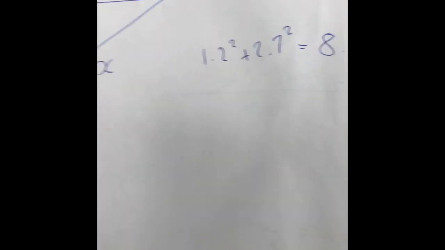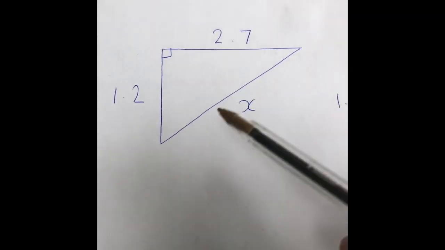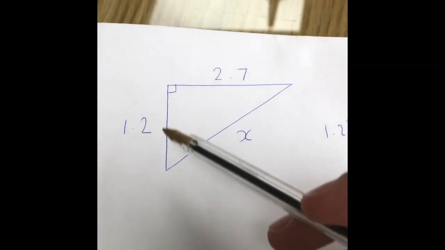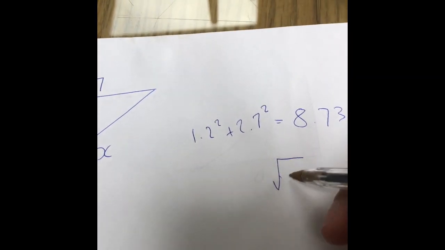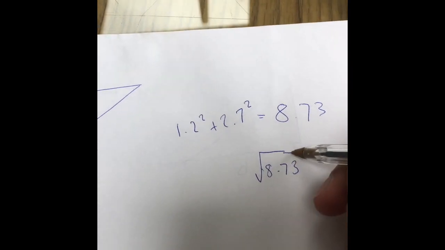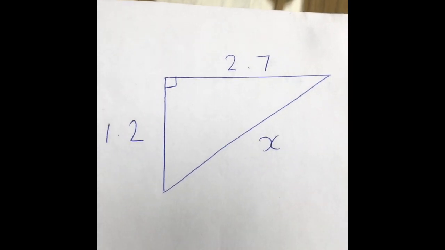So if we stick that into the calculator, we get 8.73. But we can't forget that we need to square root it, because this length obviously is not going to be 8.73 if this is just 1.2 and that's 2.7. So the square root of 8.73 is 2.95 to 2 decimal places. And that makes a lot more sense.